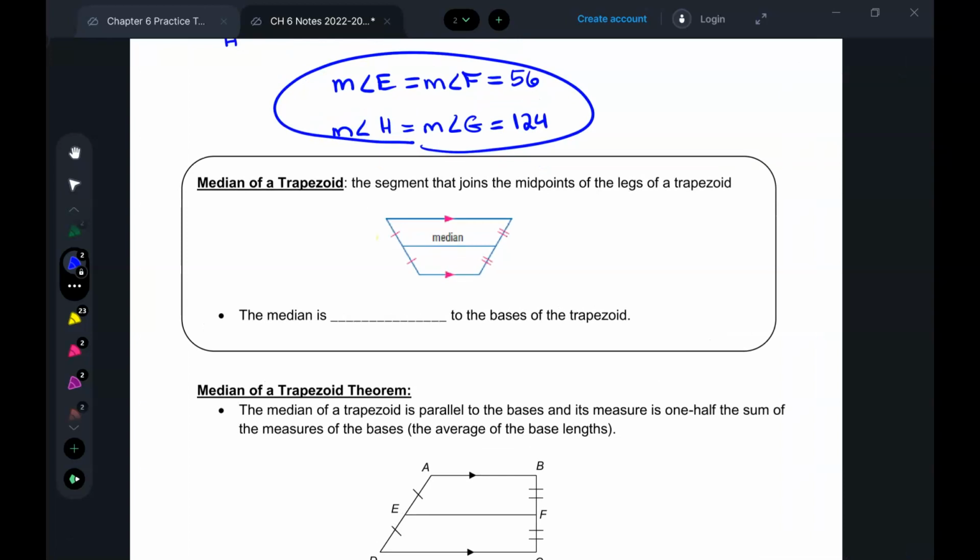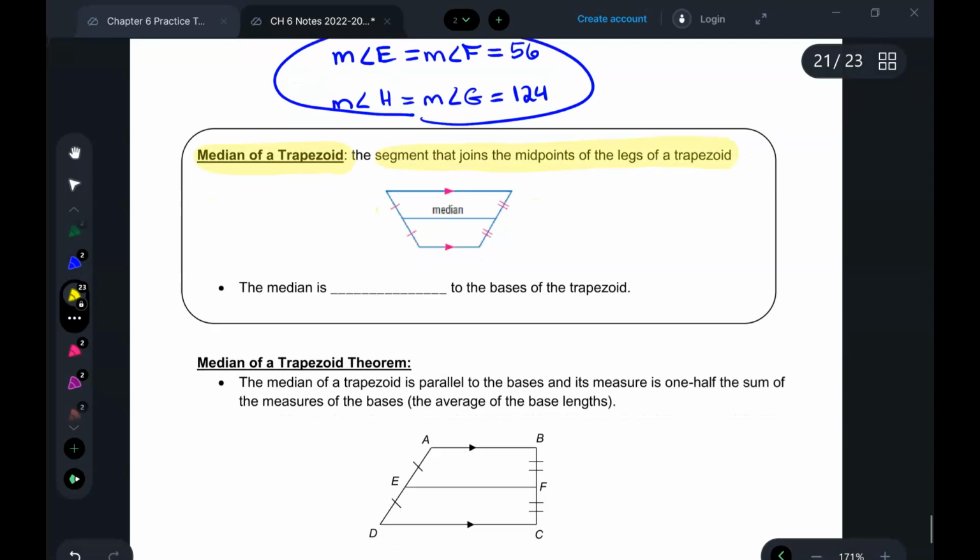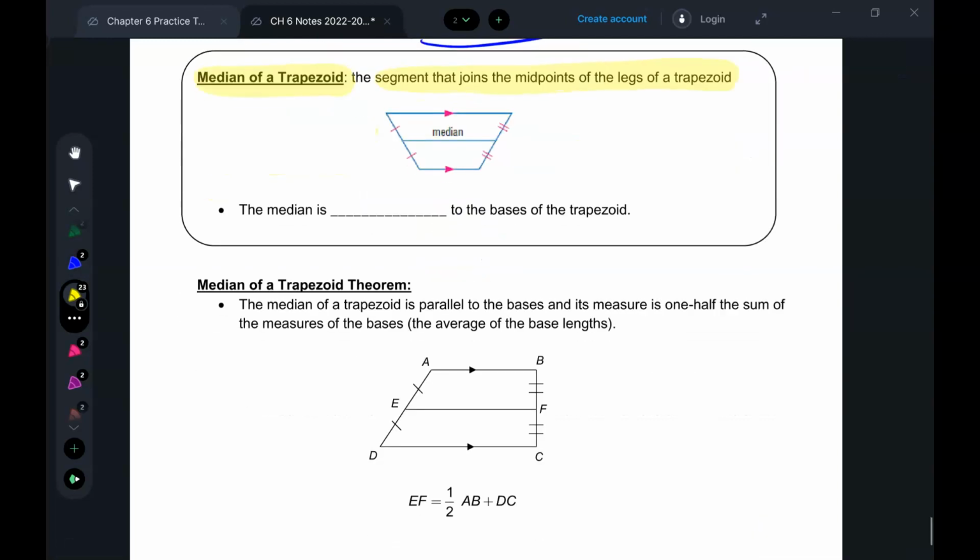One more thing about the trapezoid, and then we'll move on to the last shape of chapter 6. Okay. Median of a trapezoid. This is the segment that joins the midpoints of the legs. So imagine this was right in the middle. Remember when we had the median of a triangle, we had it from the vertex to the midpoint. This just connects two midpoints.